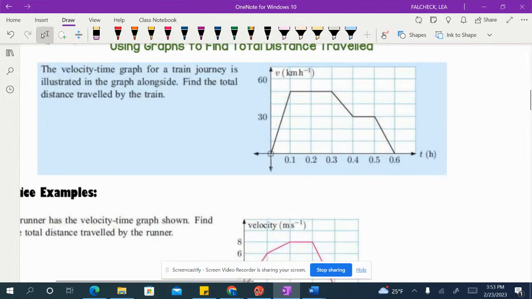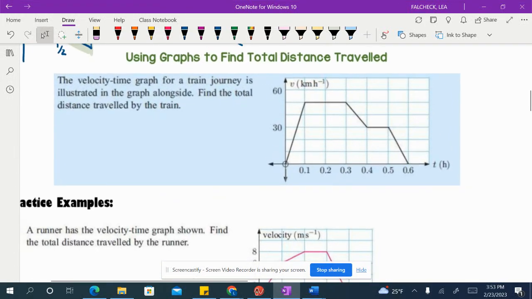Okay, party people, let's do some practice problems. So we're going to use graphs to find the total distance traveled. Let's look at this first example in your notes packet.